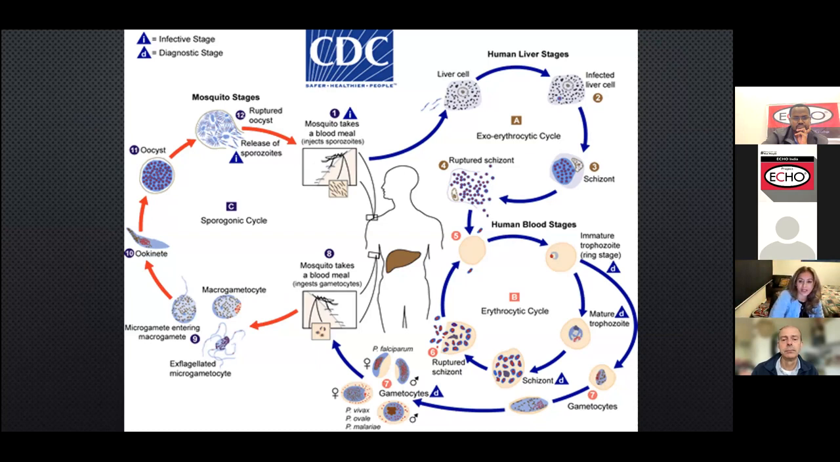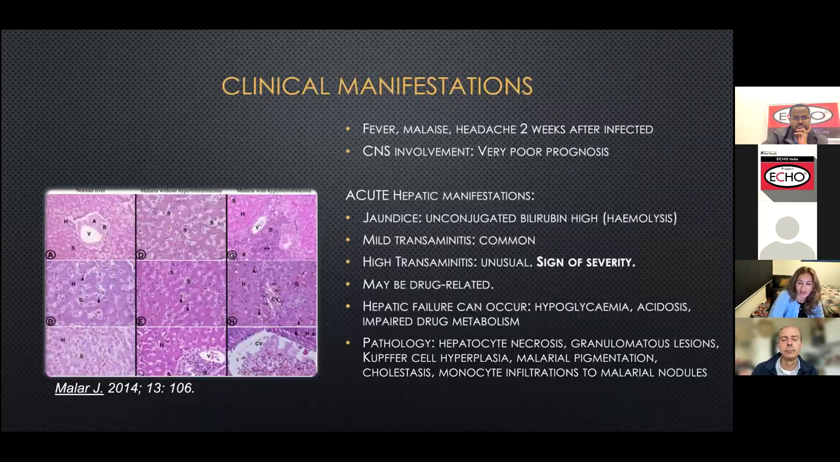The clinical manifestations: fever, malaise, headaches within 2 weeks of getting infected. CNS involvement of falciparum malaria is a very poor prognosis. What about the liver? Yes, acute hepatic manifestations can occur, and they're usually not a good sign. You can get jaundice from either unconjugated bilirubin being high due to hemolysis, or due to actual liver hepatitis. And the mechanism behind liver hepatitis in malaria is unclear.